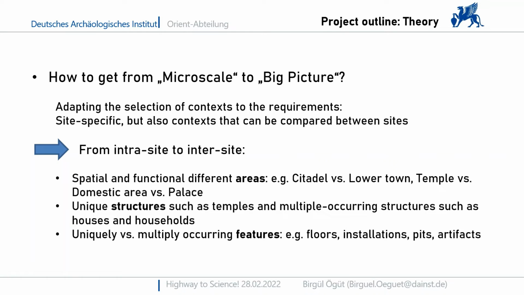Therefore, it is important to distinguish between different areas, structures, and features, and to cover them all as far as possible. So we need spatially and functionally different areas, like citadel, lower town, temple, domestic areas, and so on. But unique structures such as temples and multiple occurring structures such as houses and households as well. And uniquely versus multiply occurring features, for example, floors, installations, pits, and artifacts.